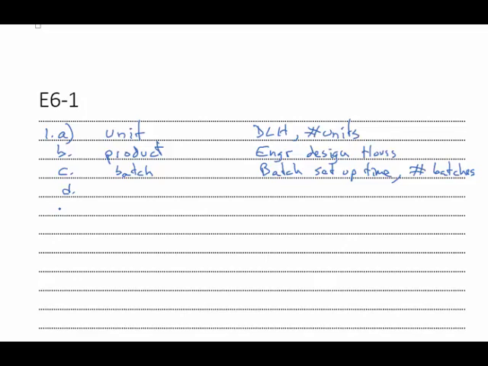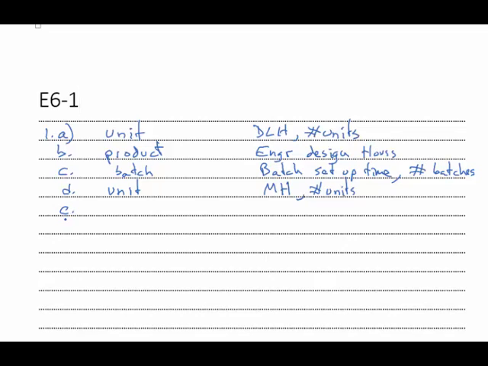D, automated machines cut and shape materials. This is probably a unit level cost, and maybe machine hours, or possibly number of units as your allocation base.